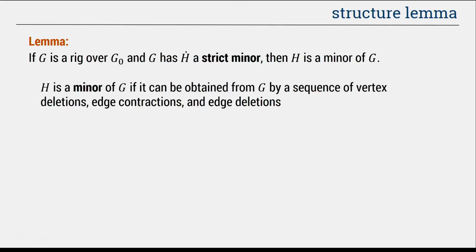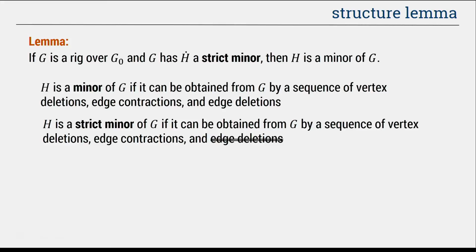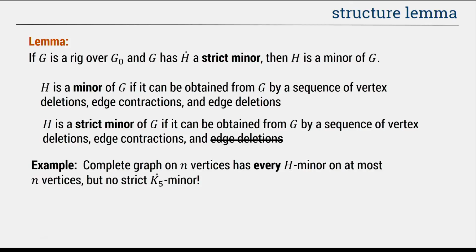Okay, so a minor of a graph means that you can obtain H from G by a sequence of vertex deletions, edge contractions, and edge deletions. A strict minor, you don't get to use edge deletions. So think of it as the analog between a subgraph and an induced subgraph. So for instance, the complete graphs have all the possible H minors, but they don't have strict subdivided minors, as an indication that this notion is different.